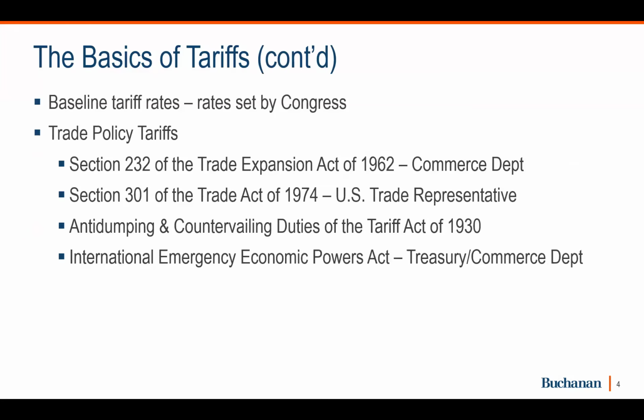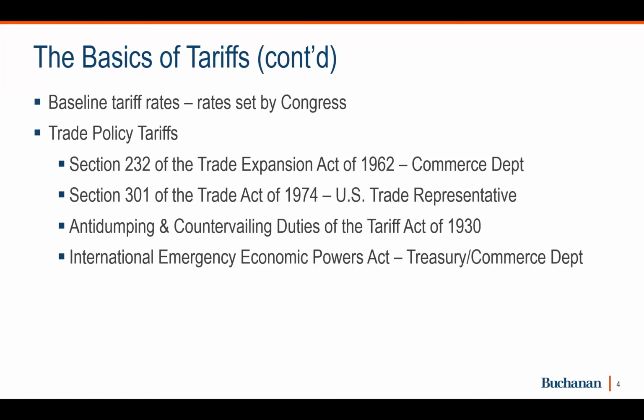Right? And then what we're seeing a lot more of are what I like to call the trade policy tariffs. So I'll take this in reverse order. Down here at the bottom, we've got International Emergency Economic Powers Act, IEEPA tariffs. You've probably heard of these recently. These are the reciprocal tariffs that have been in effect since April. Anti-dumping and countervailing duties, as Lydia mentioned, that's what I do mainly, helping out with trade investigations, but that's not directly relevant for today.